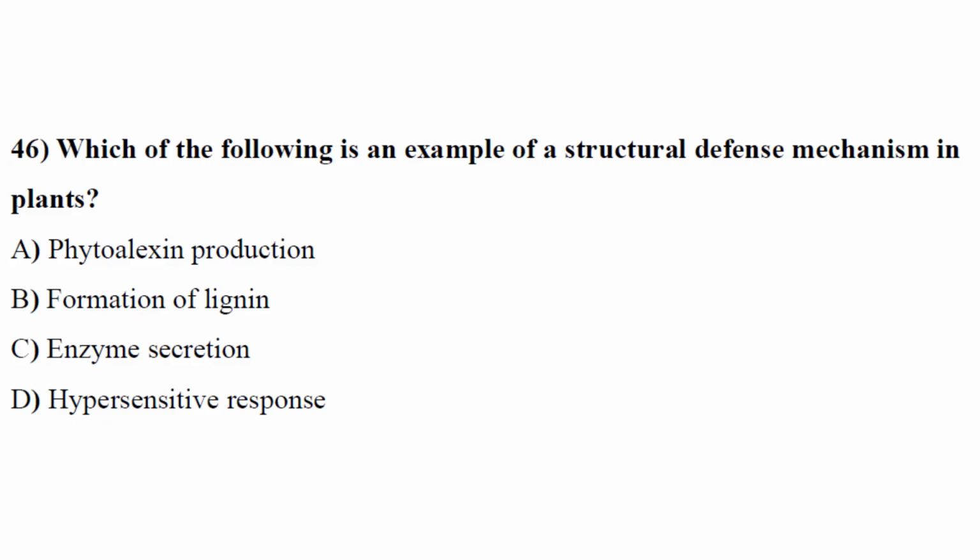46. Which of the following is an example of a structural defense mechanism in plants? A. Phytoalexin production. B. Formation of lignin. C. Enzyme secretion. D. Hypersensitive response. Answer: B. Formation of lignin.